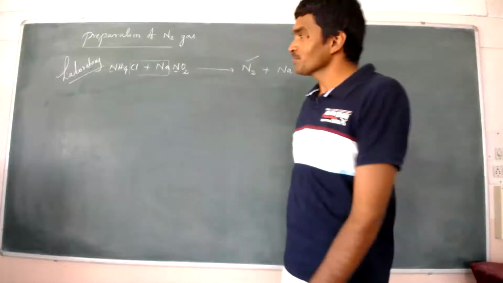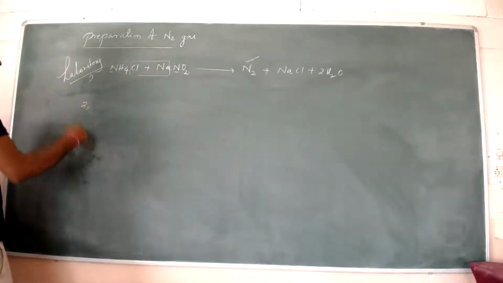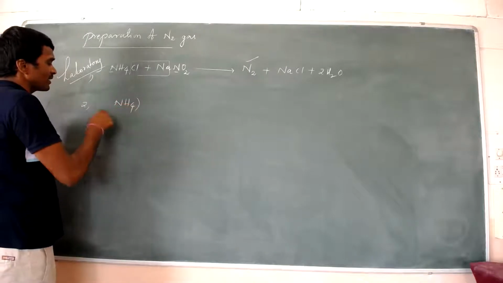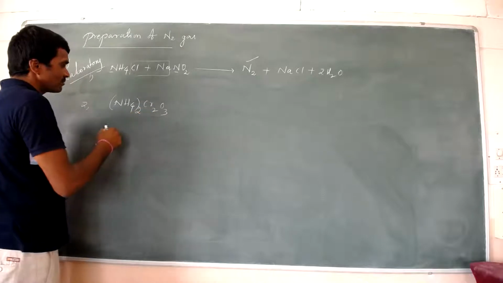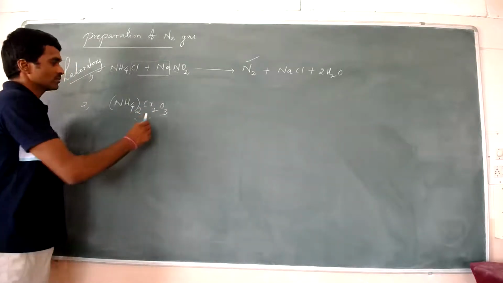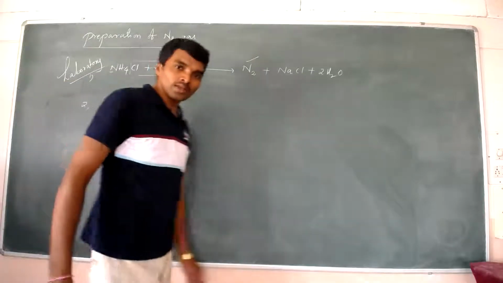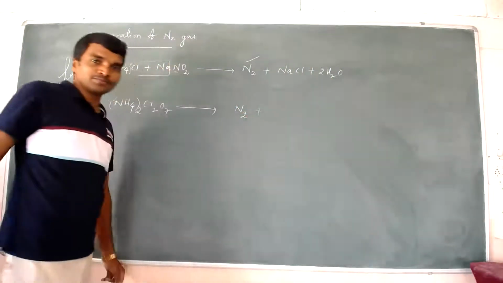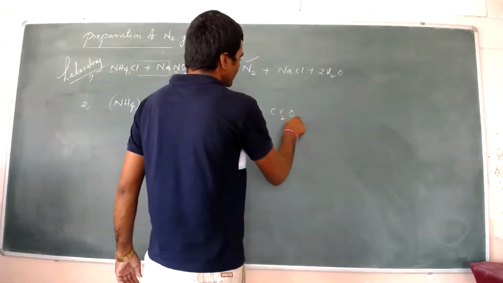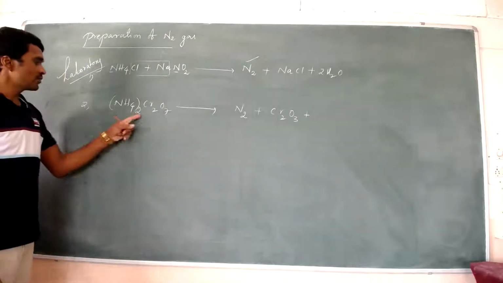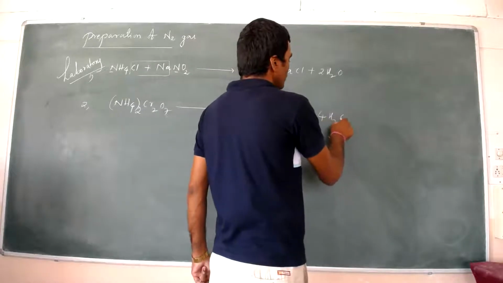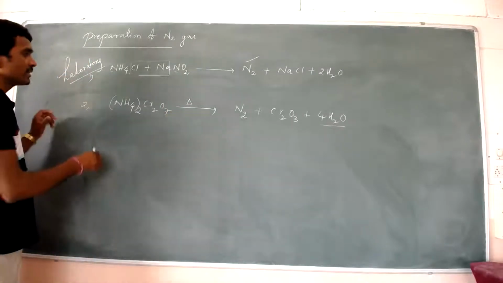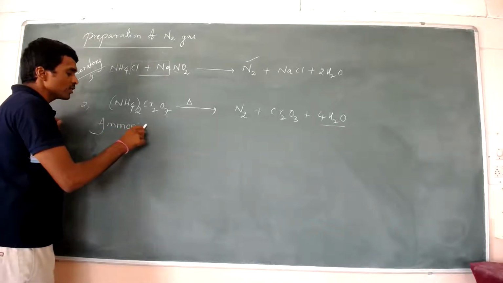Another preparation of dinitrogen is by decomposition of ammonium dichromate, (NH4)2Cr2O7. On decomposition of ammonium dichromate, we also get dinitrogen. Here N2 gas is formed, then Cr2O3, and 4 moles of water molecules are formed. So dinitrogen is formed by decomposition of ammonium dichromate. This is ammonium dichromate.